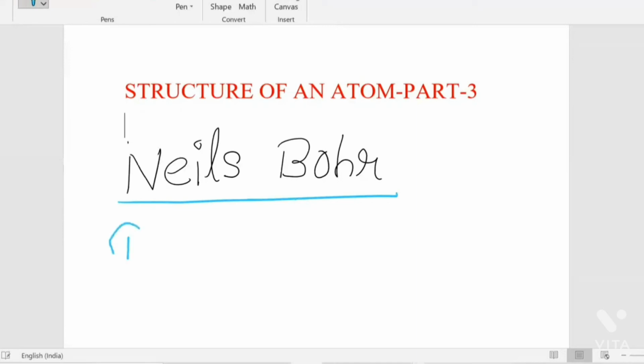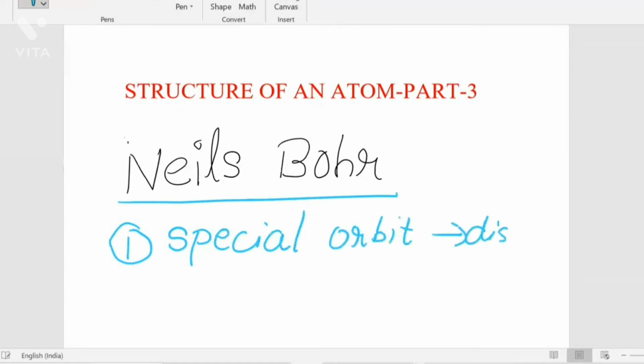The first postulate is about the distribution according to discrete orbits. There are only a certain number of orbits. These orbits are discrete, and these special orbits are the ones in which the electrons are occupied inside the atom.